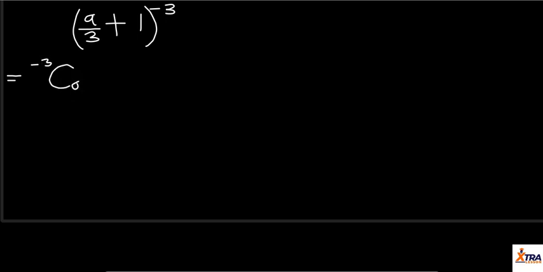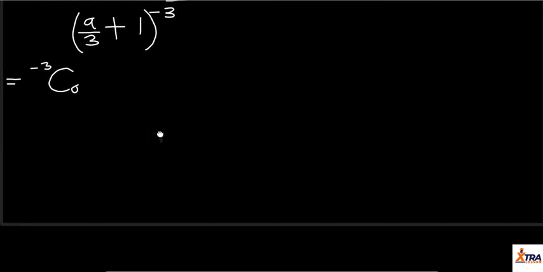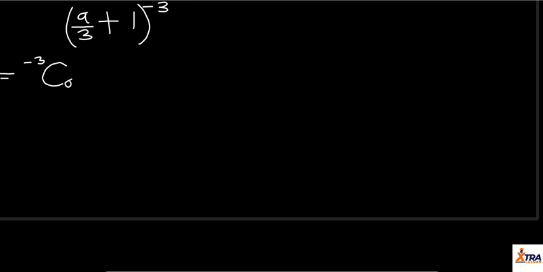So I say my total power, which is minus 3, combination 0. I take the first one. In this case, we're not told the number of terms to take, so we can take as many terms as we want. But for the sake of propriety, we are advised to take at least 3 terms. You can take more than 3 if you want to, but here we'll be taking 3 terms.